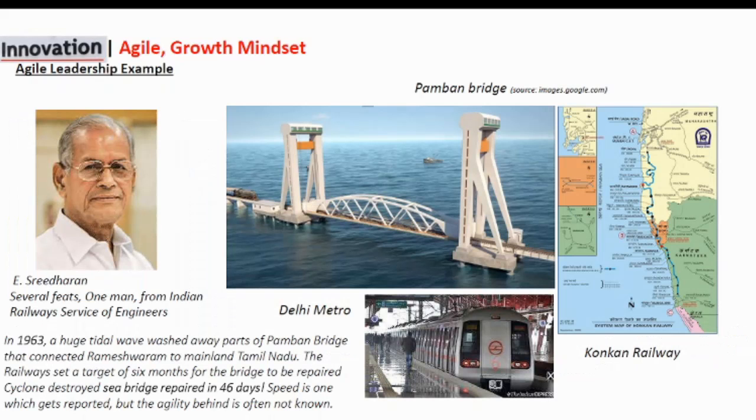When we look at another personality here, an agile leadership example, E. Sridharan, Man of Indian Railways. One of the many important feats he has achieved is the reconstruction of the Pamban Bridge in Rameshwaram. The railway set a target of 6 months, which looked impossible in the beginning. He could achieve it within 46 days.